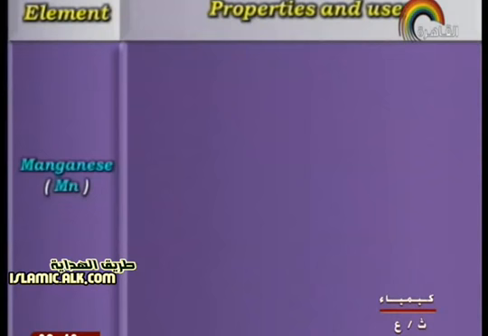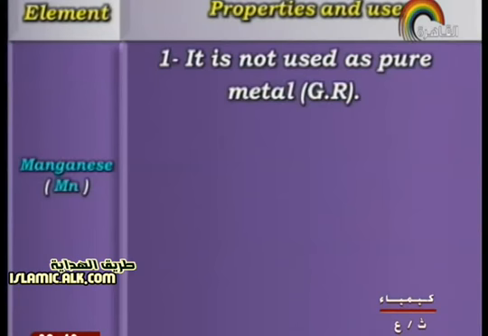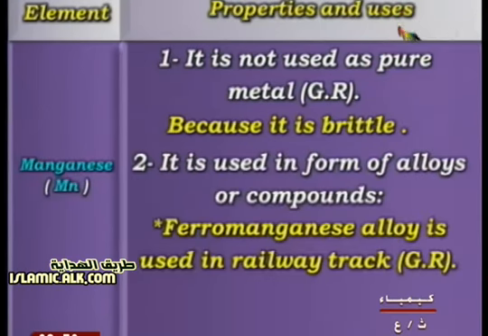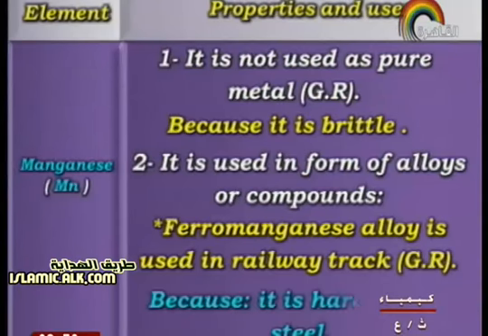Now we are going to talk about manganese, which has atomic number 25. This element is not used as a pure metal because it is brittle. It is used in the form of alloys or compounds. For example, ferromanganese alloy is used in railway track. Why? Because it is harder than steel.